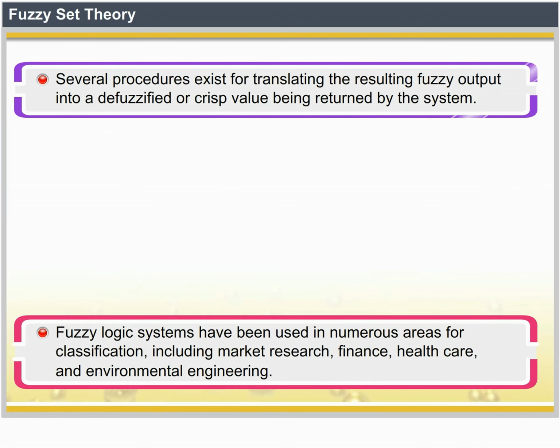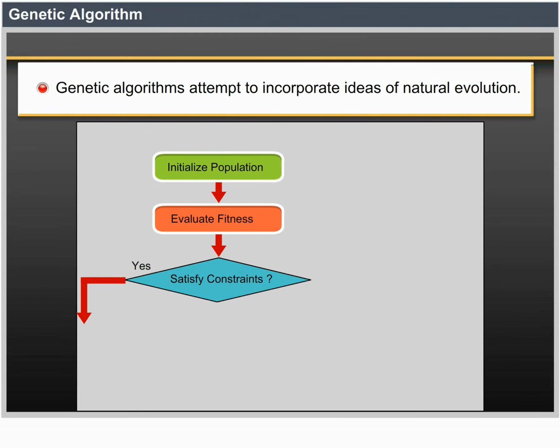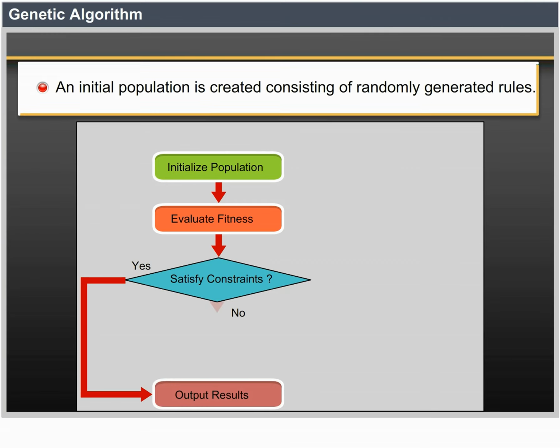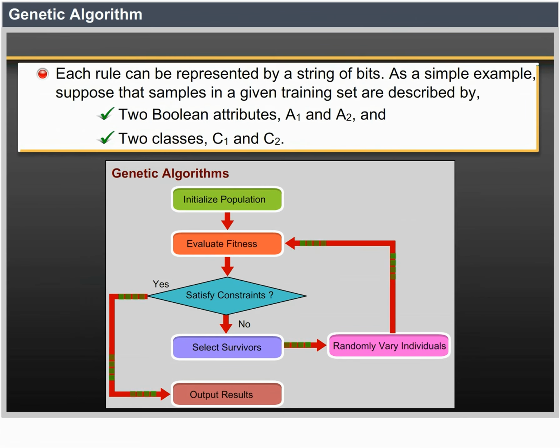Genetic algorithms. Genetic algorithms attempt to incorporate ideas of natural evolution. An initial population is created consisting of randomly generated rules. Each rule can be represented by a string of bits. As a simple example, suppose that samples in a given training set are described by two Boolean attributes A1 and A2, and that there are two classes C1 and C2.